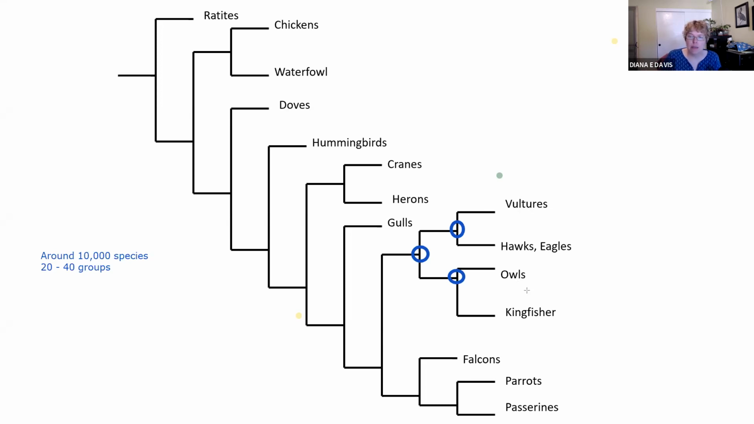This particular image is also set up based on evolutionary time periods. So the ratites, this group of birds, hasn't really changed much since a common ancestor with all other kinds of birds. So that's one of the oldest groups of birds. Chickens and waterfowl are also a pretty old group because there are not too many nodes between them and the last common ancestor of all birds.